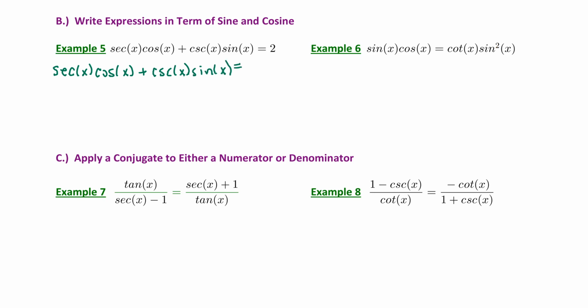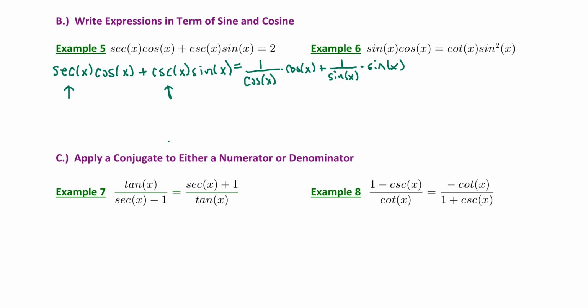Then I'm going to replace each of those terms with their equivalent in terms of sine or cosine. Secant of x is the same thing as 1 over cosine of x. And the second term there is cosine of x. Similarly, cosecant of x is equal to 1 over sine of x. And we have our second factor, sine of x there. So we replaced both of our reciprocal functions with their equivalent fractions.